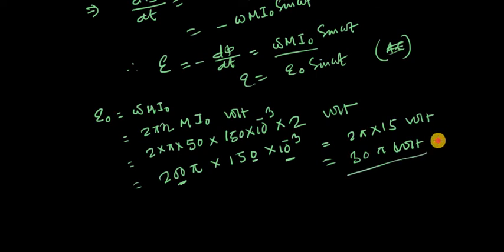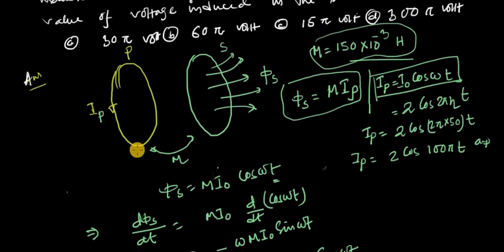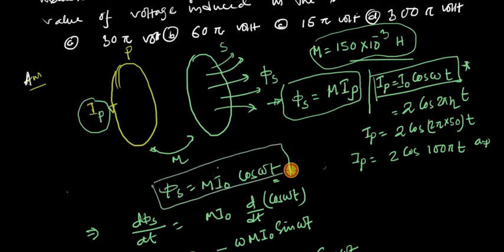This is our peak value of the voltage produced at the secondary coil. There is a primary coil with a time-varying primary current, and for the secondary coil there is a flux, which we get from the mutual induction formula: phi s is equal to M into Ip. Since Ip is changing, we consider Ip as I0 cos omega t. Therefore, since Ip is a function of time, phi s is also a function of time, and phi s is given as M I0 cos omega t.